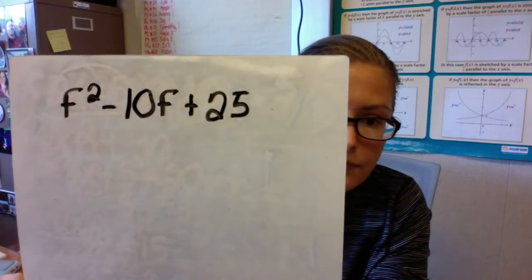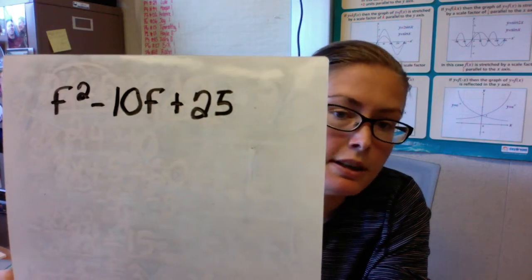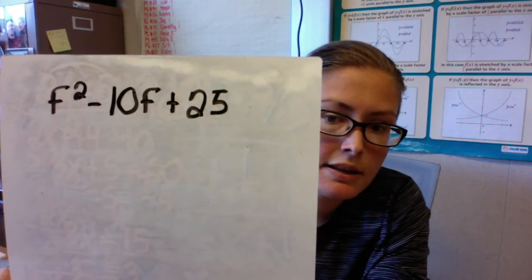Okay, next one says factor f squared minus 10f plus 25. So we need two numbers that multiply to get 25 and add or subtract to get 10. So that's f minus 5 times f minus 5.